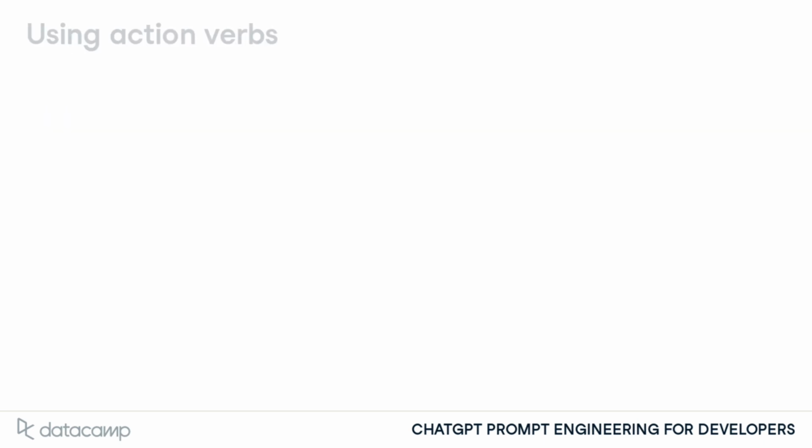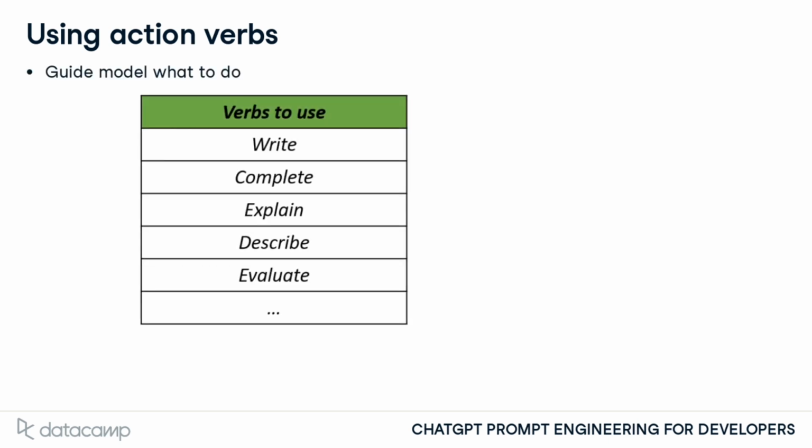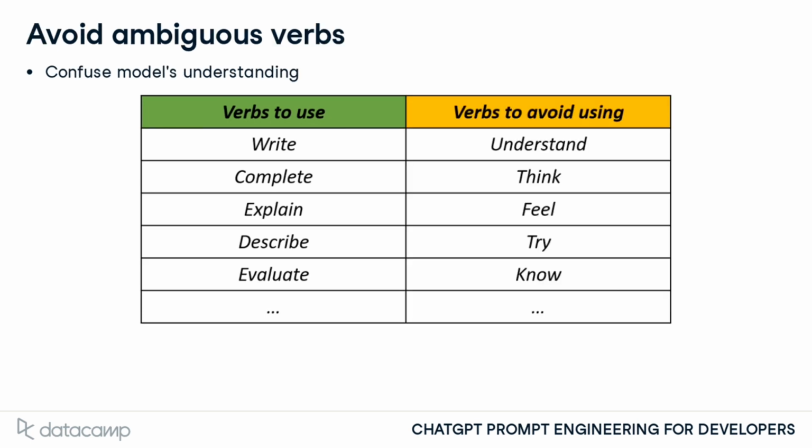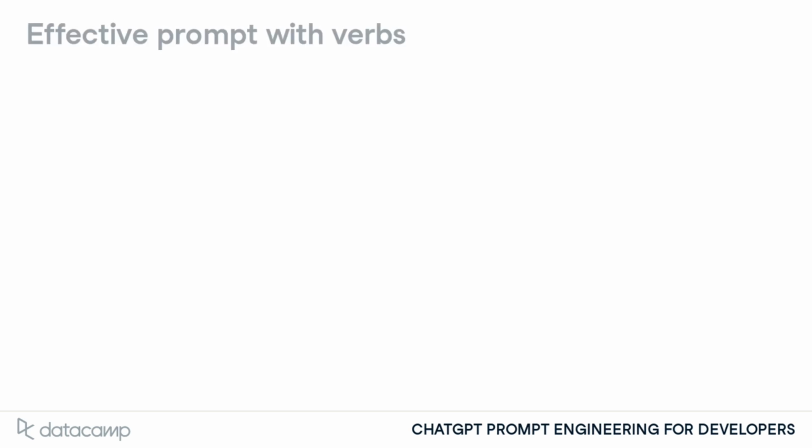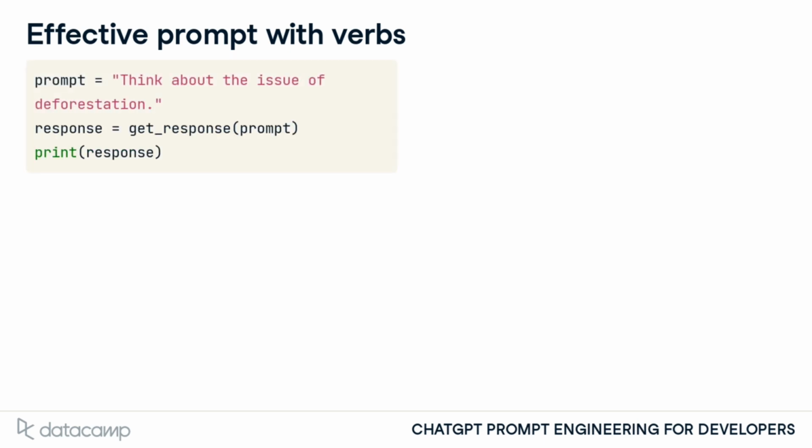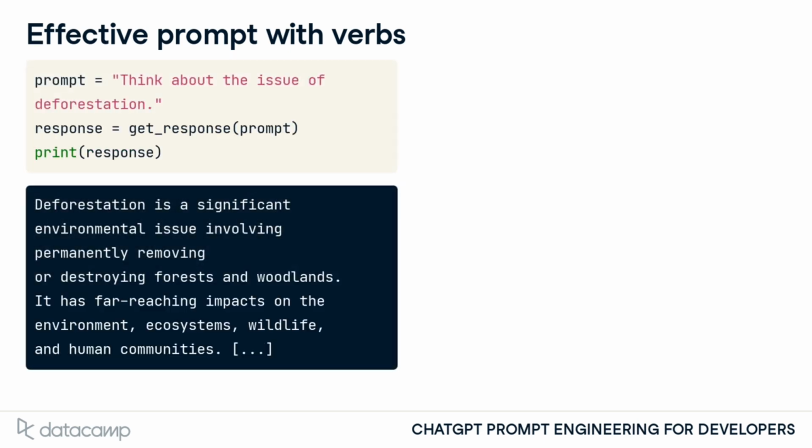delimited prompts. When asking the model to perform certain tasks, opt for action verbs that explicitly guide the model's task, such as write, complete, explain, describe, or evaluate. Conversely, avoid using ambiguous verbs like understand, think, feel, try, and know, which might confuse the model's understanding. A prompt asking the model to think about deforestation is ineffective. While the model generates some output, it remains vague and the prompt needs greater clarity on what is being asked.